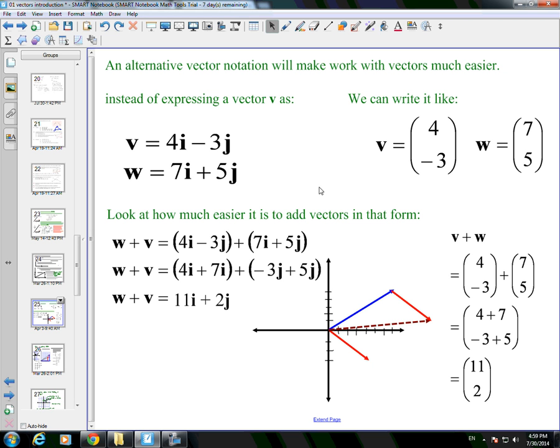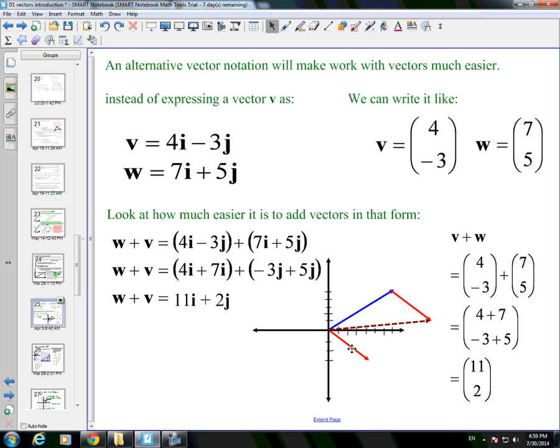So a very simple example is looking at adding two vectors, v and w, where v is 4i minus 3j. And so what that means is 4 horizontal unit vectors and 3 vertical unit vectors down. So this is the vector v right here. And we are going to add vector w, which is 7 horizontal unit vectors and 5 vertical unit vectors up. So we go over 7, we go up 5. The blue represents vector w.